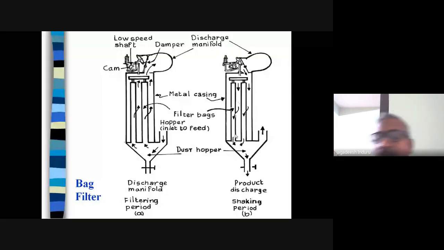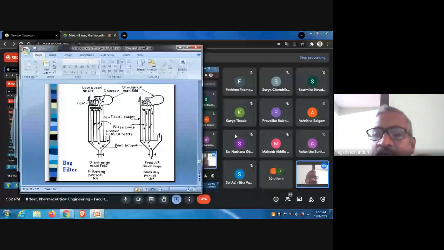I hope you understand the bag filter concept also. Now with this background, we will be entering into the next class, size reduction. Size reduction means we have bigger powders and make them smaller. That is actually called reducing the size.